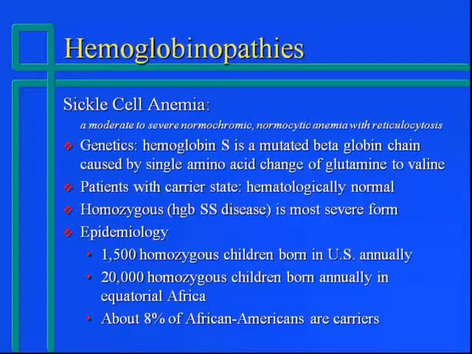Patients with the carrier state are hematologically normal, essentially. The homozygous state, what we call hemoglobin SS disease, is the most severe form of sickle cell disease, but there are several different types of it. About 1,500 children are born in the United States annually with homozygous hemoglobin SS disease, and 20,000 children are born per year in equatorial Africa. And about 8% of African Americans are carriers of sickle cell.